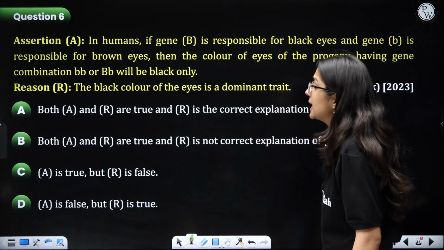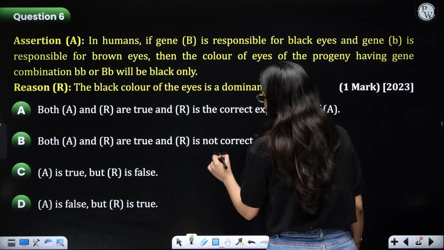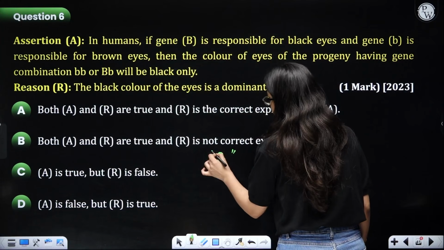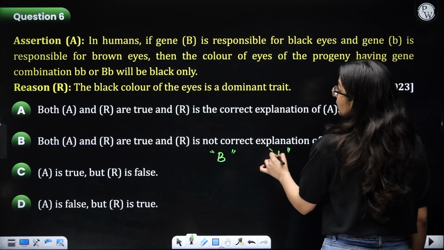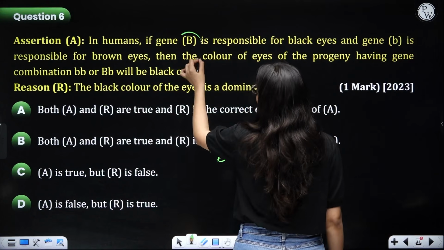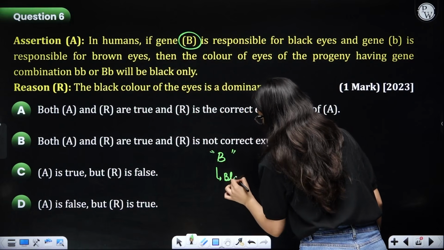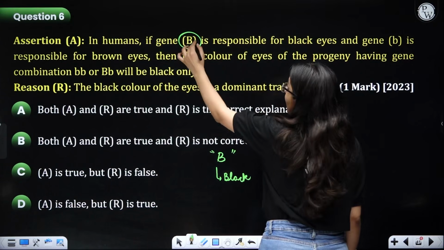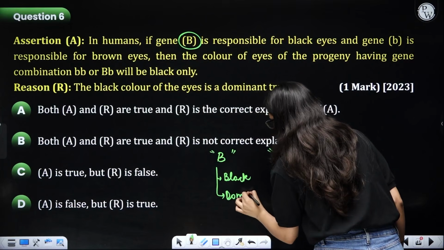Next question says, in human, gene B is responsible for black eyes. Got my point? And this particular allele, small b, is responsible for brown eyes. Gene capital B is responsible for black, and it has also been mentioned in the bracket that it is capital, which means it is dominant also. Black is dominant also. Very good.